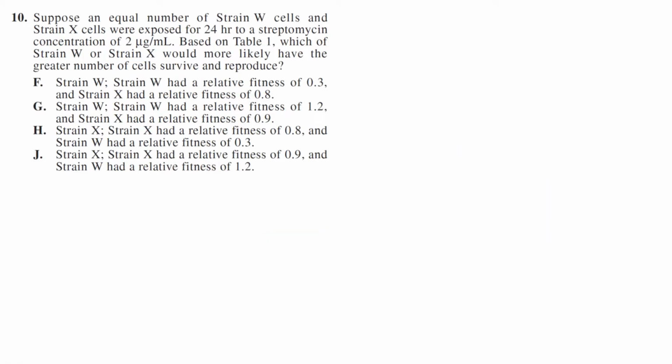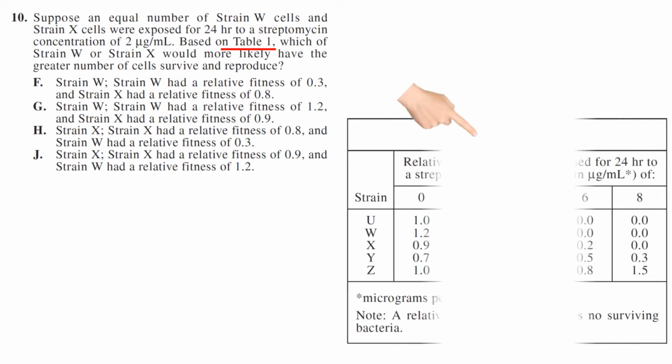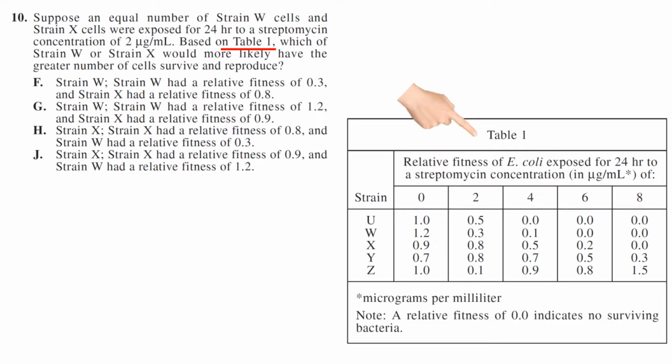So this is a suppose-if question, and we can skim and see we're using table 1, so put your finger on table 1. Suppose an equal number of strain W cells and strain X cells, so put your finger on W and X, were exposed for 24 hours to a streptomycin concentration of 2. So that's going to put them here, right? Which of the strains will be more likely to have the greater number of cells survive? So we look at it, it looks like it's probably going to be X because it's a bigger number.